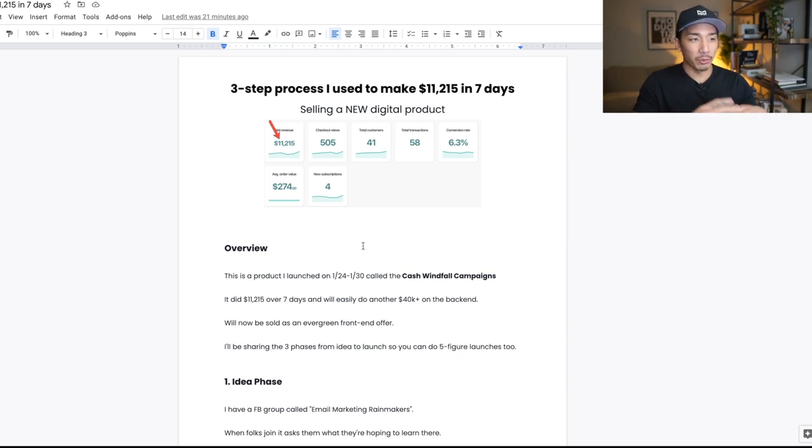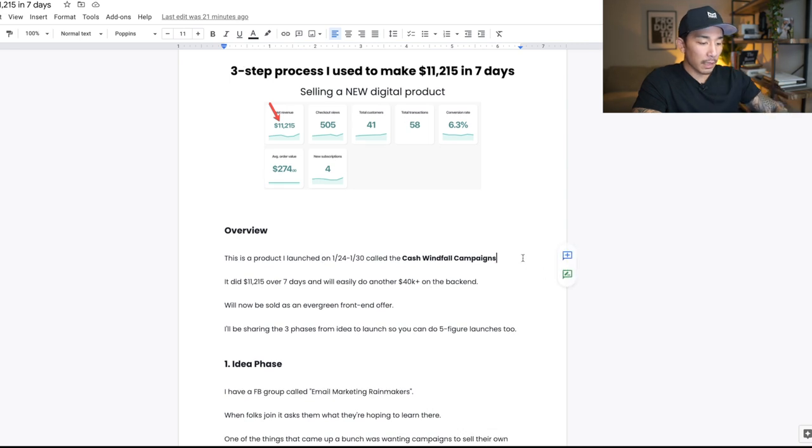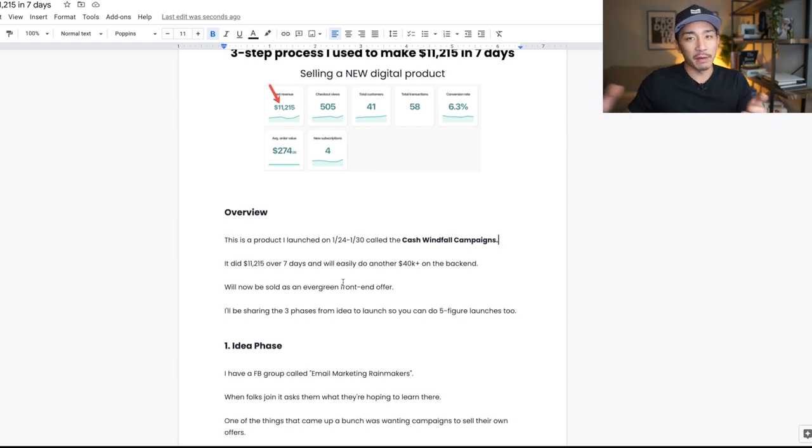I'm gonna break down this three-step process for you right now so that you can launch your own top-selling digital products too. So on the screen here, this was over a 7 day period. It was for a product I launched on January 24th of this year, 2022, until January 30th, and it was called the Cash Windfall Campaigns. And this product did $11,215 over 7 days, and will easily do another 40K to 50K plus on the back end from people buying my other products and services.